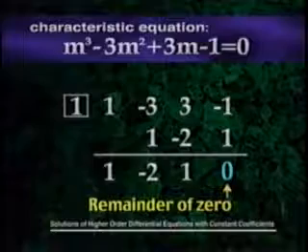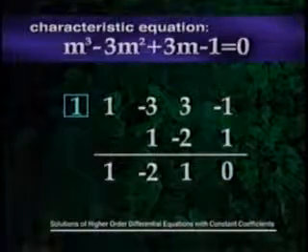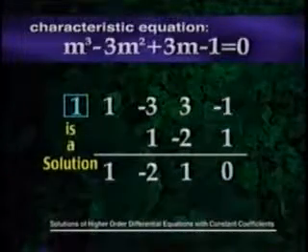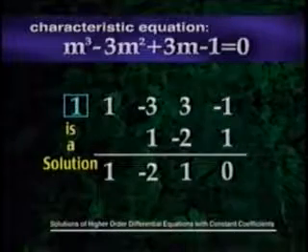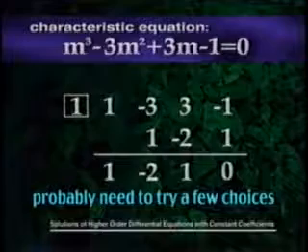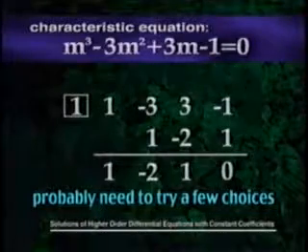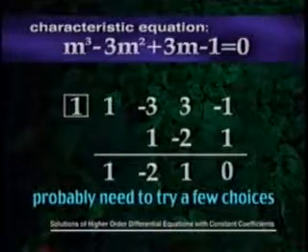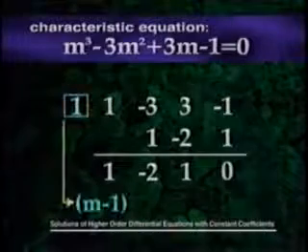Since we got a remainder of 0, this means the number in the box, 1, is a solution of the characteristic equation. Now, we were lucky and found a solution on our first attempt. You will probably need to try a few choices before you find one that works. At any rate, our solution forms a factor, m minus 1.